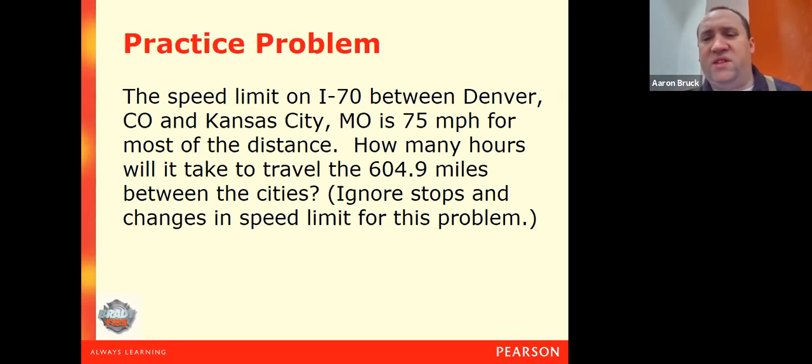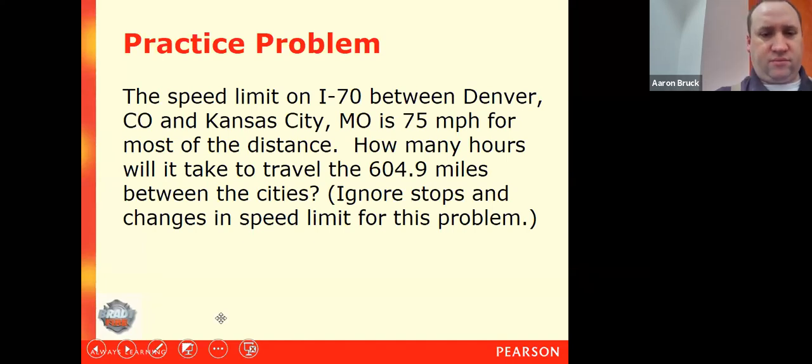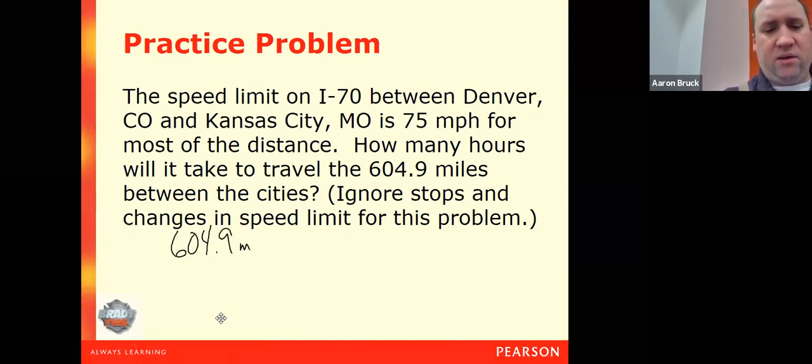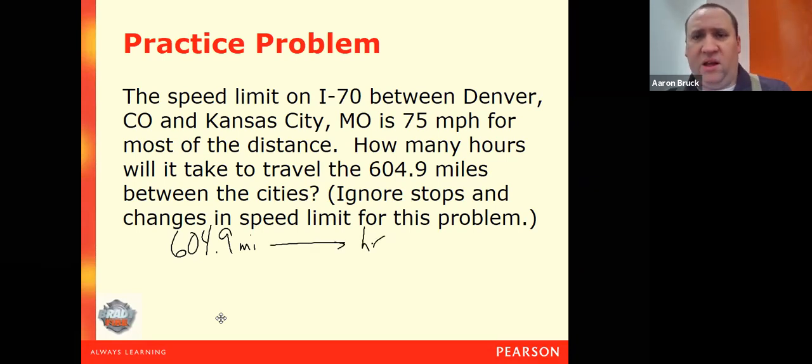The question is, if you go 75 miles an hour the entire time and you don't stop and you don't slow down around cities or speed up over the prairie, how long will it take to travel the 604.9 miles between Denver and Kansas City? Now, the question here that we're trying to get after, we need to convert 604.9 miles into a time in hours. So we're turning a unit of distance into a unit of time.